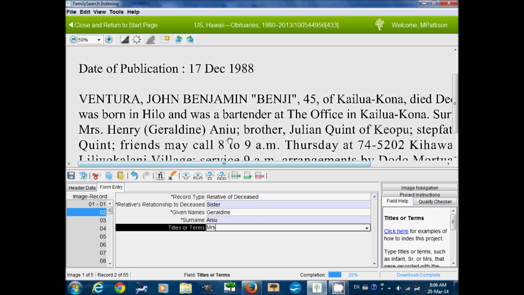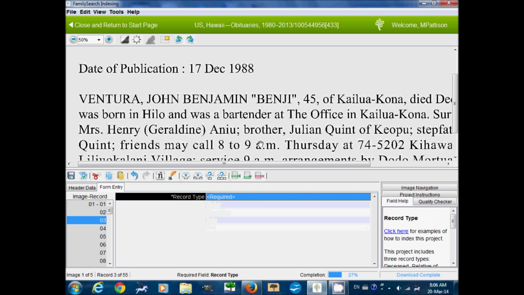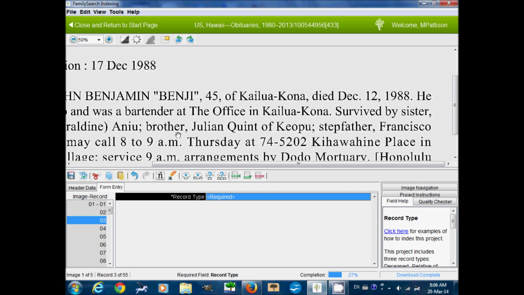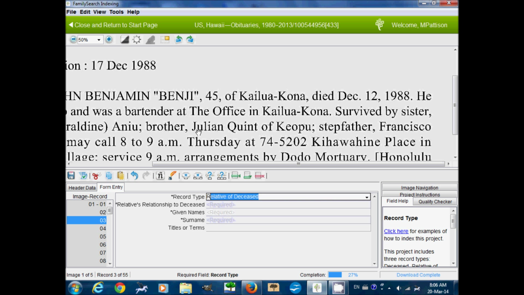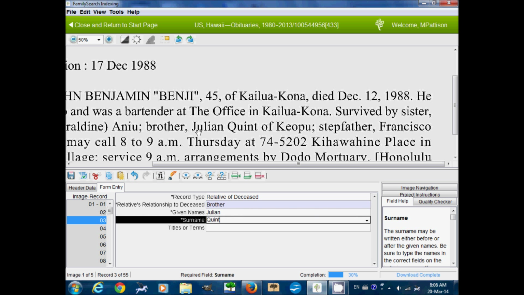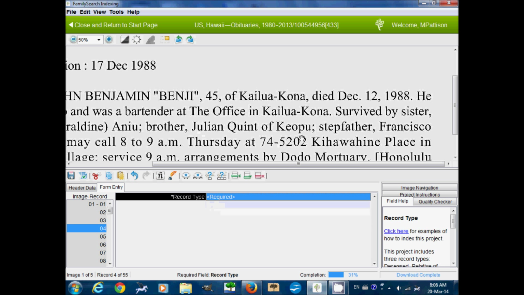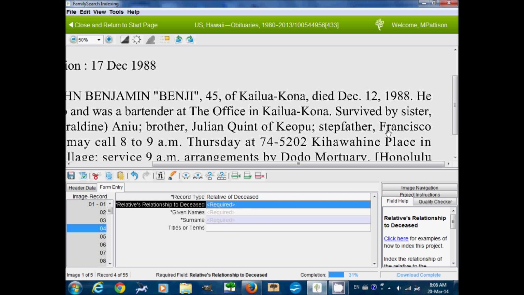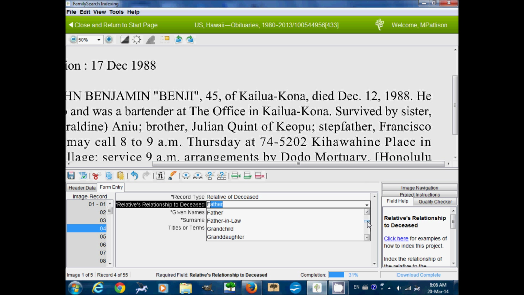So that's that person. Next, again, we don't index the Henry. Next is the brother. Again, relative. Brother, Julian Quint. Okay. Next comes the stepfather. Again, a relative. And stepparents are indexed the same as any other parent, so there's no special stepfather relationship.